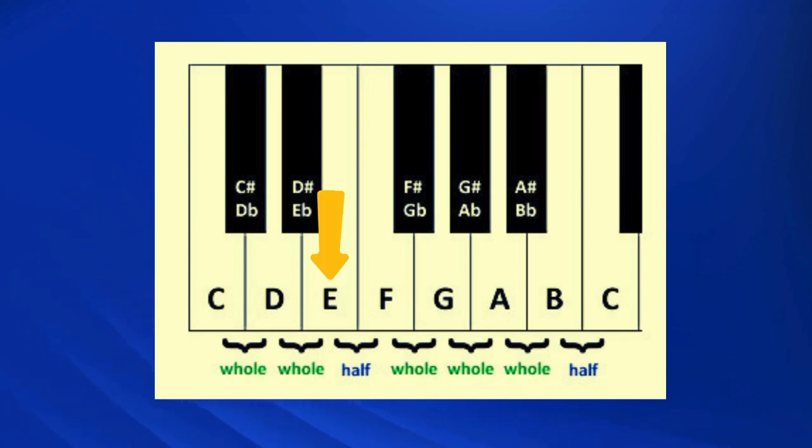Now a half step is just the opposite. Let's take a look at E and F. They're labeled as a half step. A half step is just playing the note immediately above or below the note you're starting on, the one right next to it.